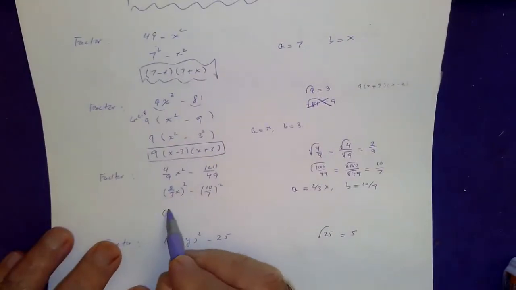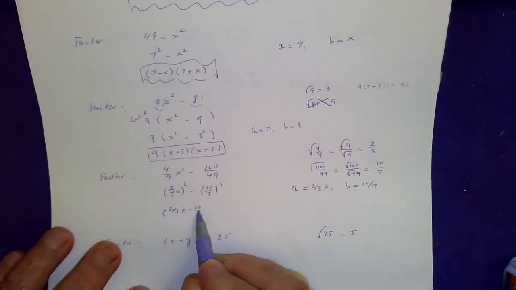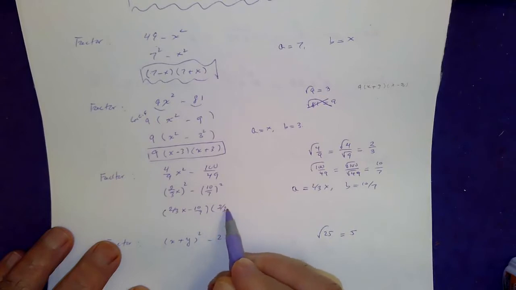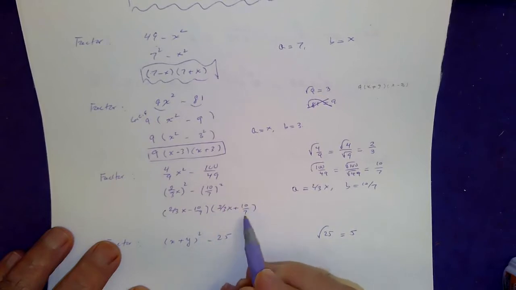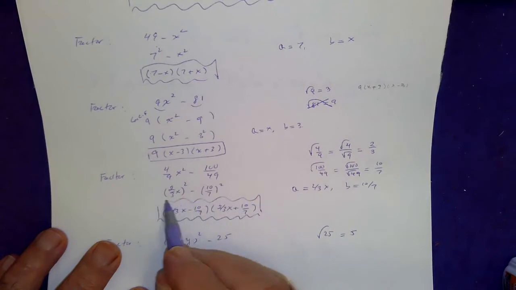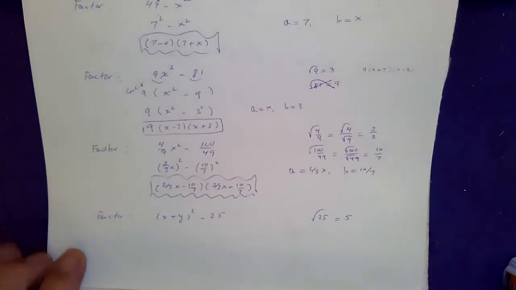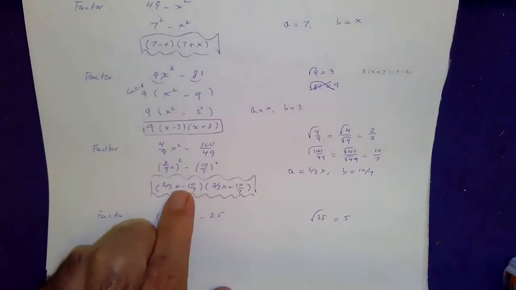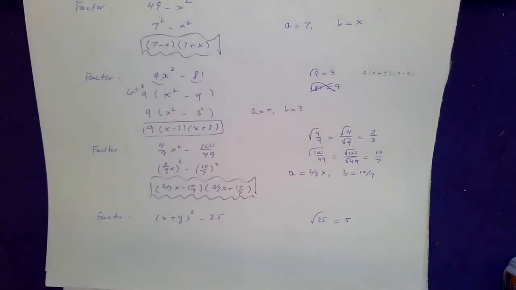Then I'm going to use this formula, a minus b times a plus b. So this would be 2/3 of x minus 10/7 and 2/3 of x plus 10/7. Once again, the order of which binomial goes first is not an issue. You could have written this one first and that one next. It doesn't matter, still the same answer.